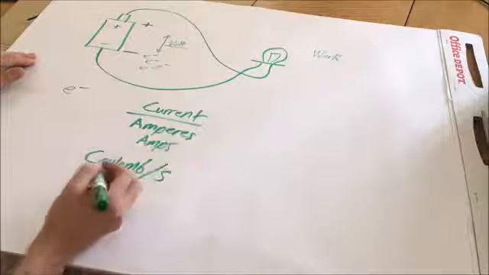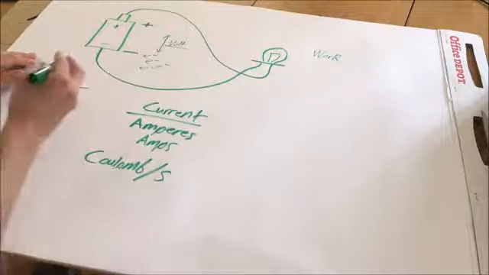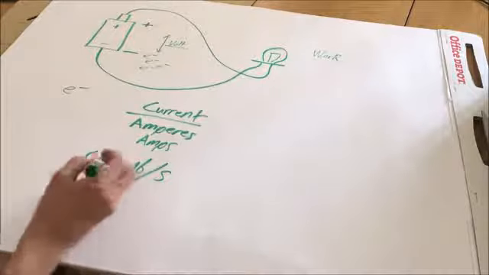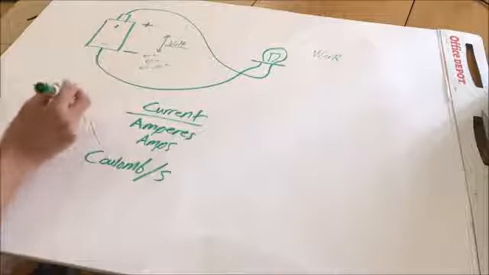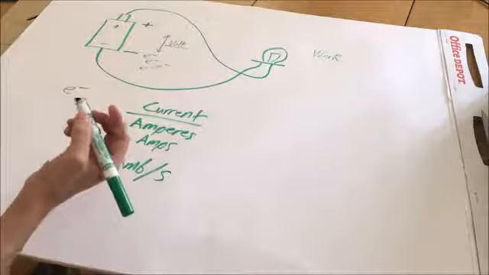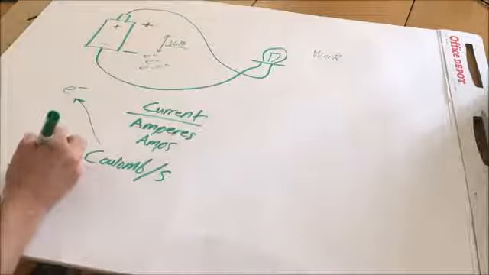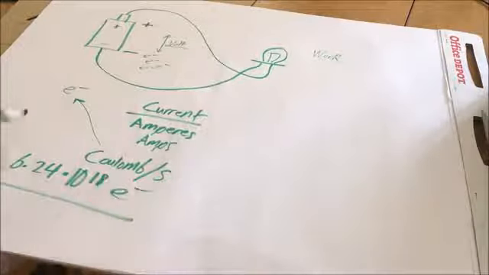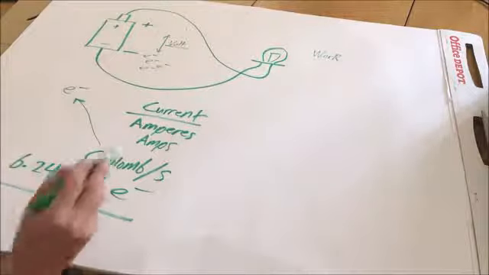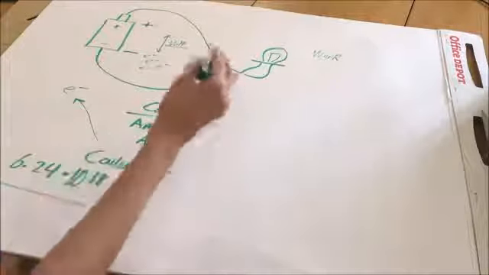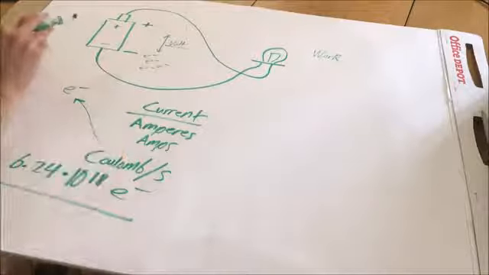Now, an amp means that 1 coulomb of charge is flowing through the circuit every second. And a coulomb of charge is the amount of charge carried by a huge number of electrons. Now, I'm talking about just a massive number of electrons. To be approximate, it is about 6.24 times 10 to the 18 electrons. That is a big number of electrons. That means that a lot of electrons are going through the circuit every second to create a current flow of 1 amp.